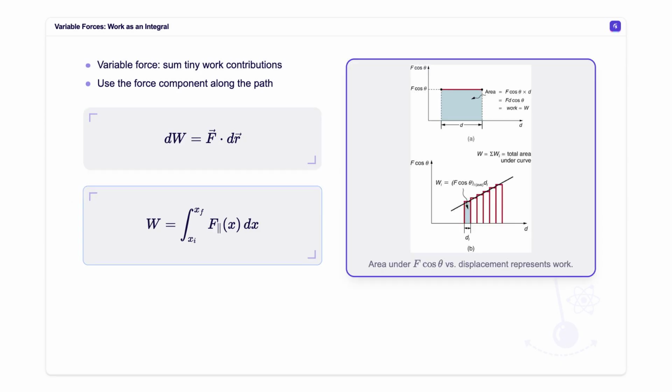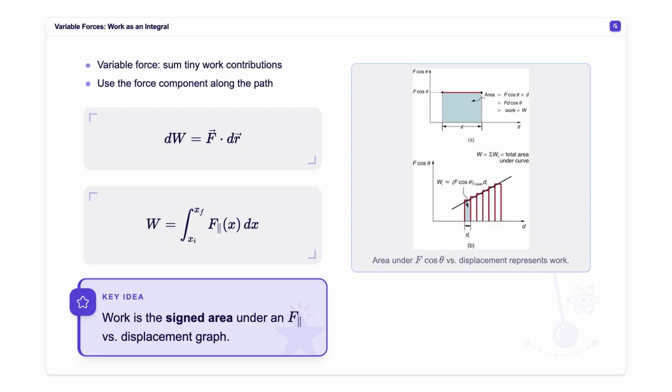On the graph, look at force along the path on the vertical axis and displacement on the horizontal axis. Each thin strip has area force times a tiny displacement, so adding all the strips gives the total work. That area is signed area. Area above the axis is positive work. Area below the axis is negative work, because the force component is opposite the displacement there.